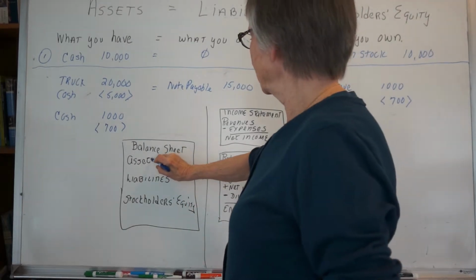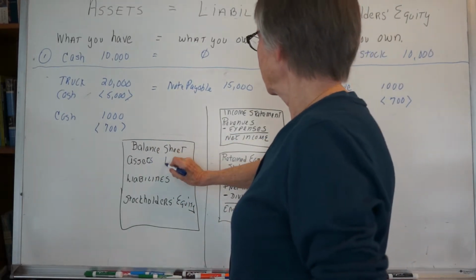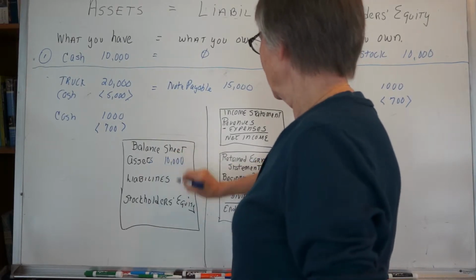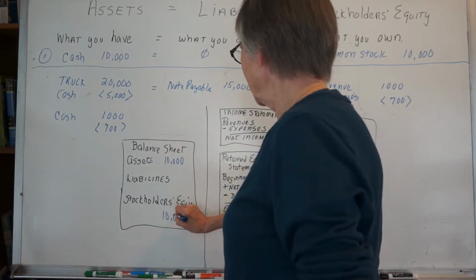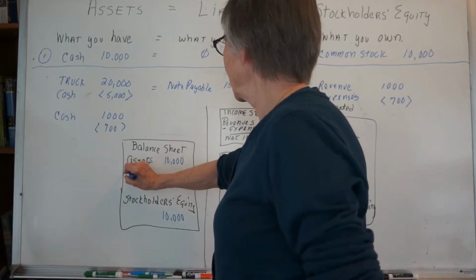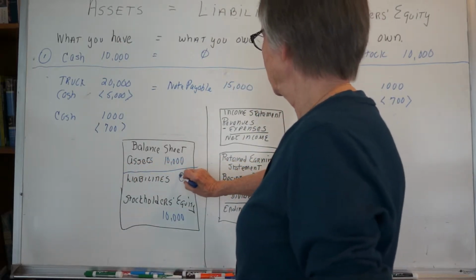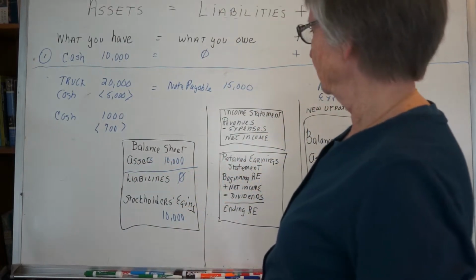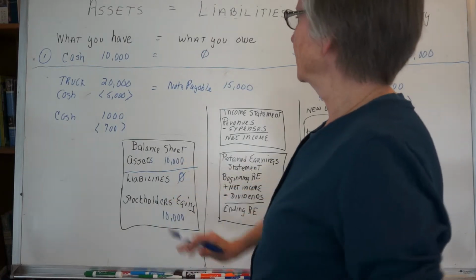We would have assets of $10,000, which would be the cash. And we would have stockholders' equity of 10,000. And we know that our assets equal our liabilities plus our stockholders' equity. So that's where we started out.